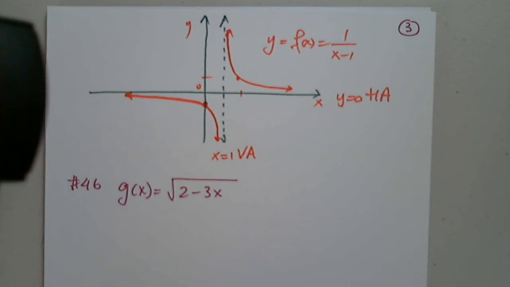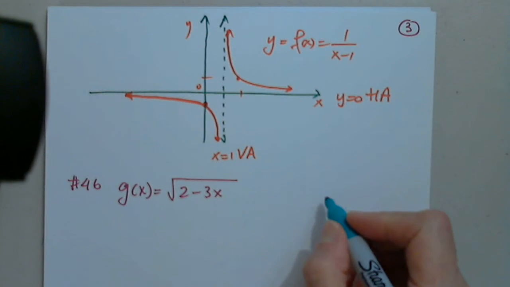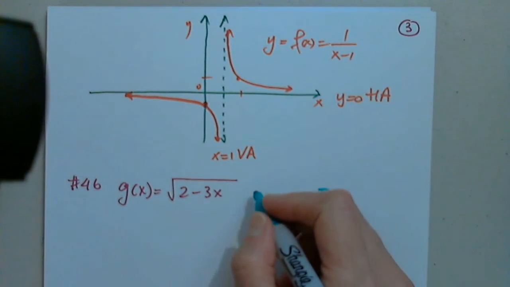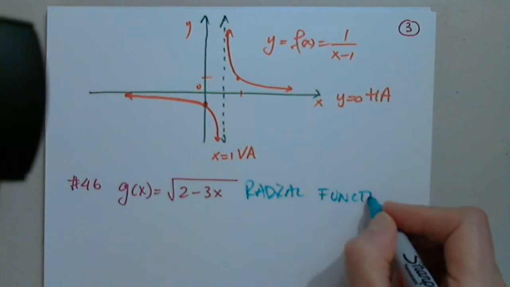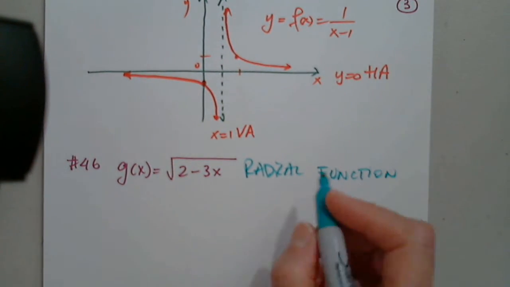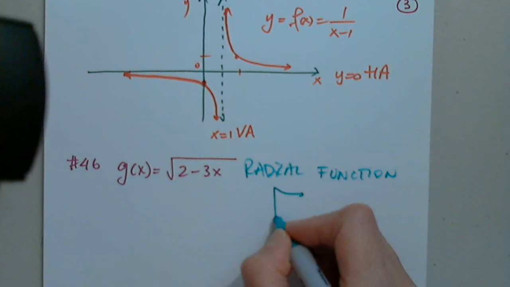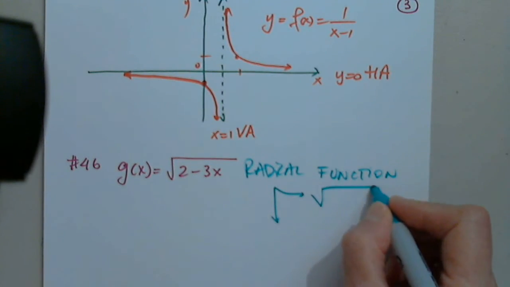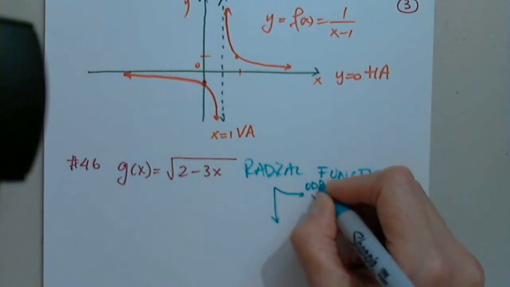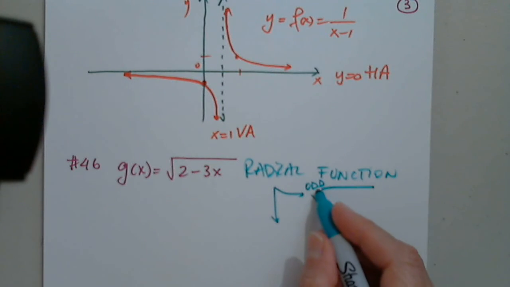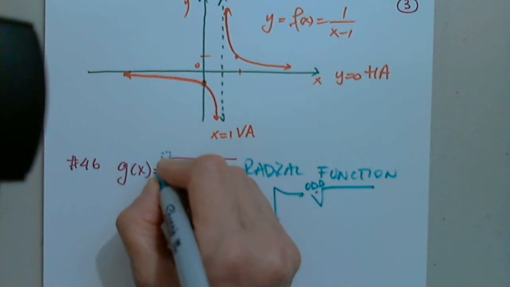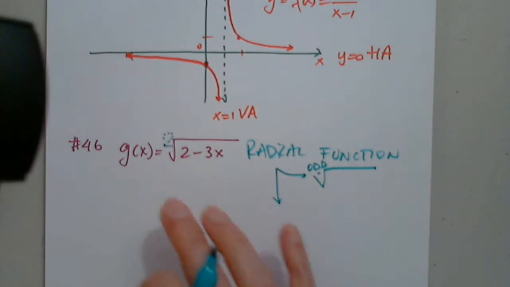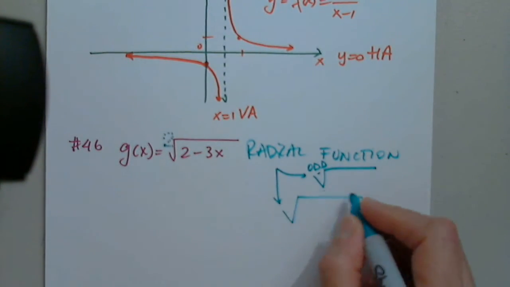Okay, what type of function is this? Radical. Yes. Radical function. So there are basically two types of radical functions. One, when the index is odd, right here, this number. What is the number here? It's not written, but we know it's 2. By convention, we don't write it. Or when the index is even.